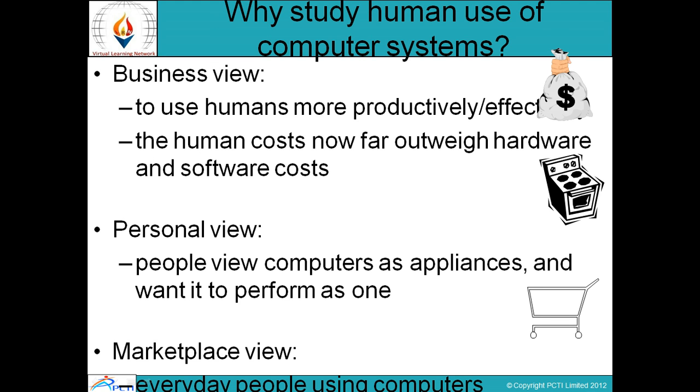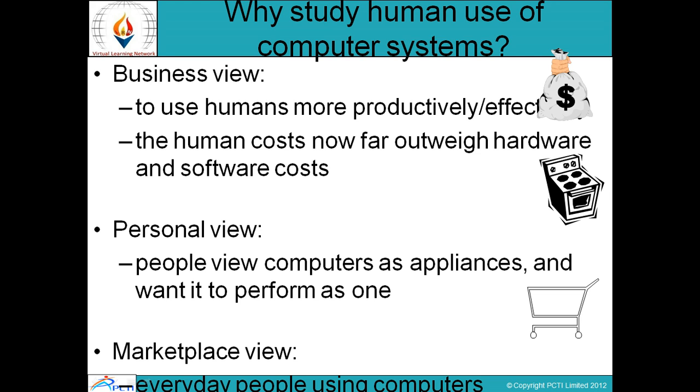Now, one question was cropping up in your mind: why study human use of computer systems? So the answer to this question is to get a business view, to get a personal view, to get a marketplace view. We need to process the human use of computer systems. And when we talk about the business view, it basically includes to use humans more productively, more effectively.